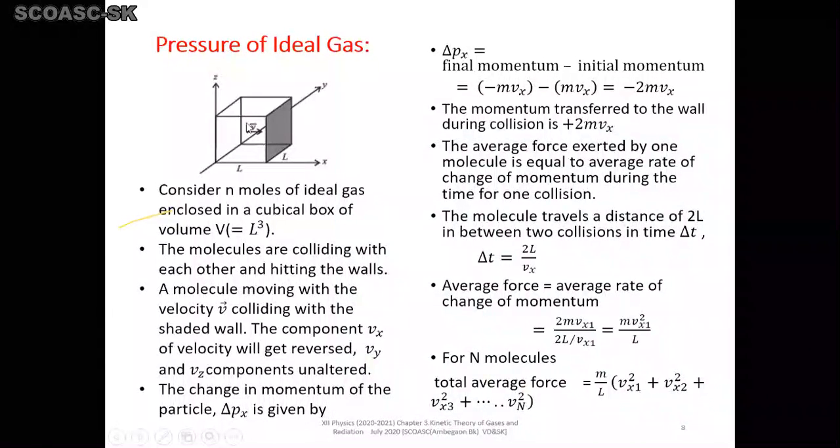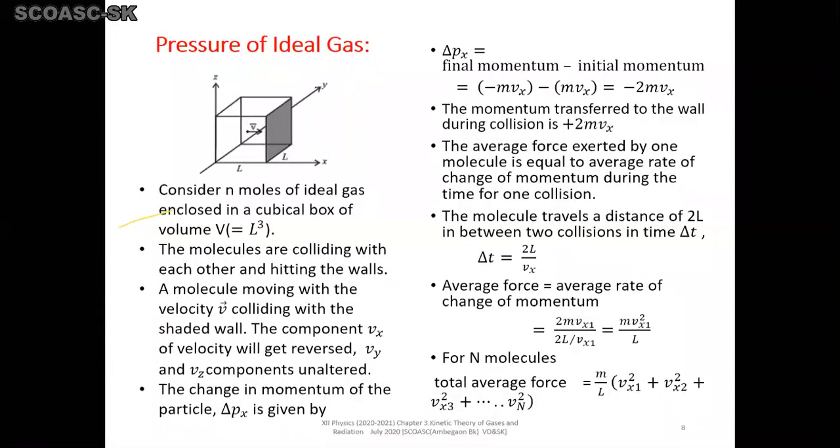Now here we have a container, and the container has n moles of an ideal gas. In an ideal gas, intermolecular forces are not there, so no intermolecular forces of attraction. This container is a cube, so it has length L, breadth L, and height L, or a volume of L cube. The molecules are in Brownian motion, colliding with each other, and they are also colliding with the walls of the container.